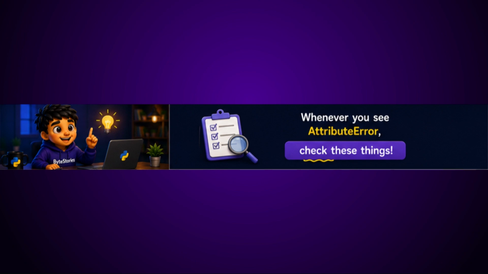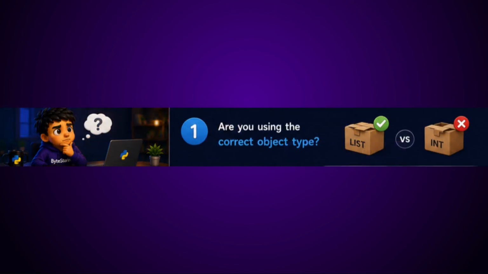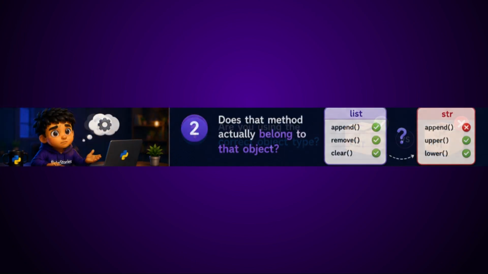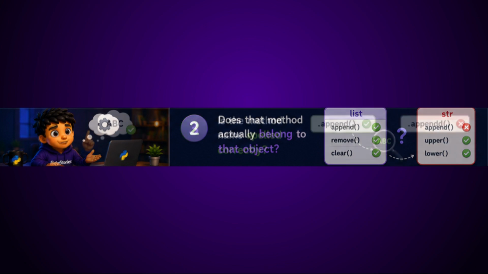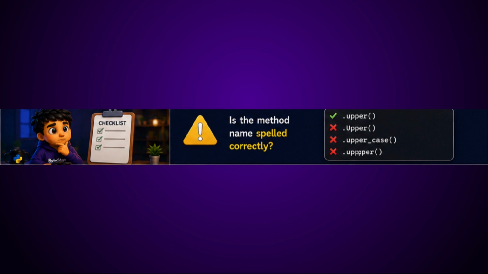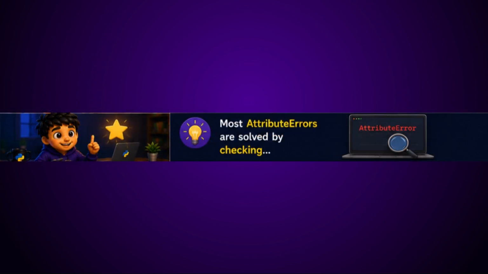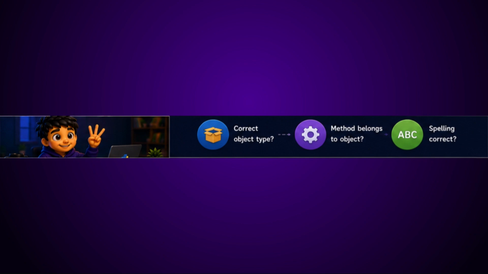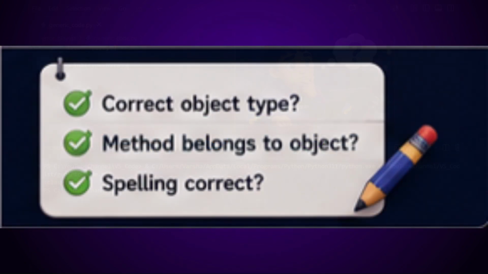Whenever you see attribute error, check these things. Are you using the correct object type? Does that method actually belong to that object? Is the method name spelled correctly? Most attribute errors are solved by checking these three things.